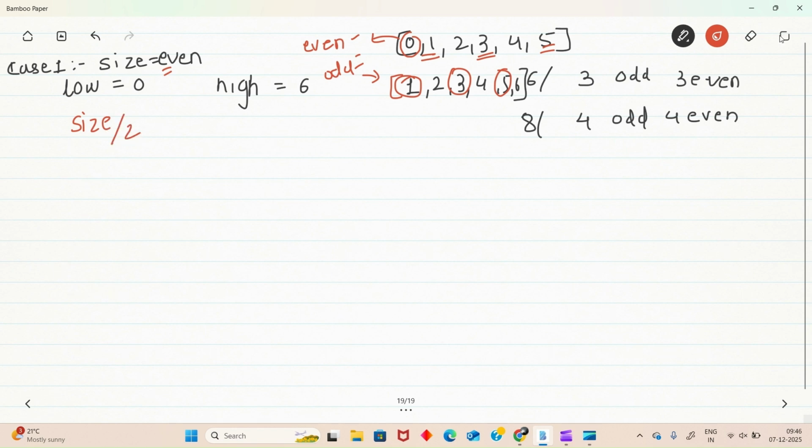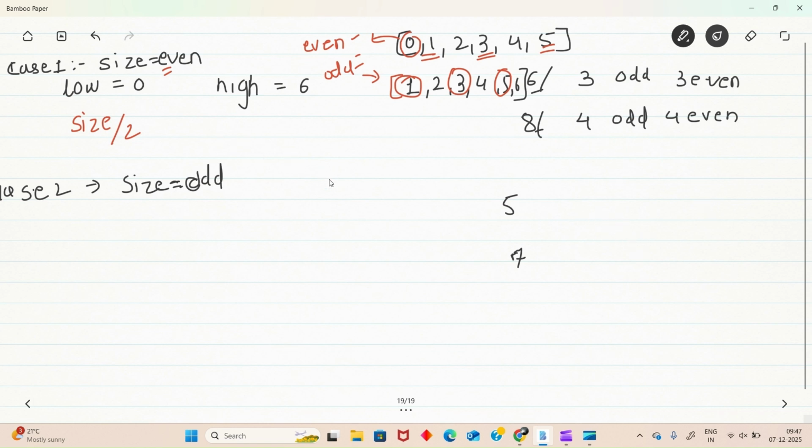Now what is our case 2? Size is odd. If my size is odd, the size can be 5, 7. Out of that, it matters whether the first element is odd or even. If my first element is odd, that means my last element will also be odd, so in that case my answer will be n by 2 plus 1. And if my first element is even, the last element will also be even, so in between we have only n by 2 odd numbers.